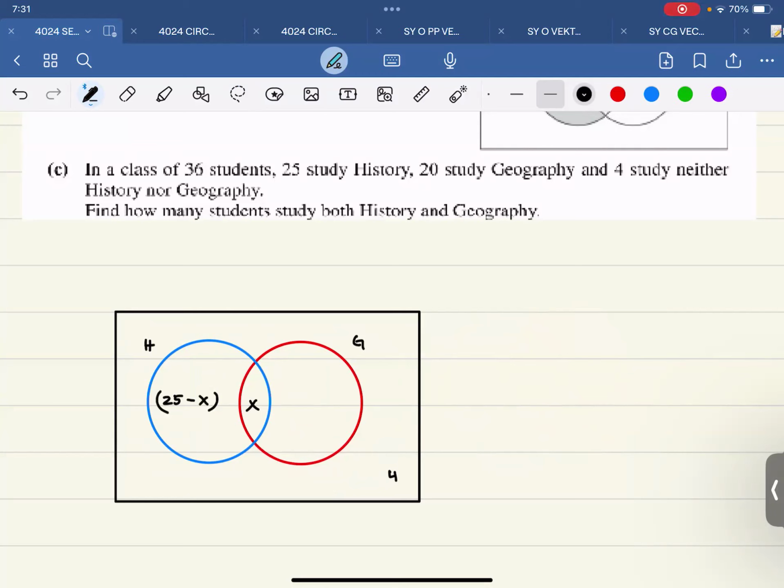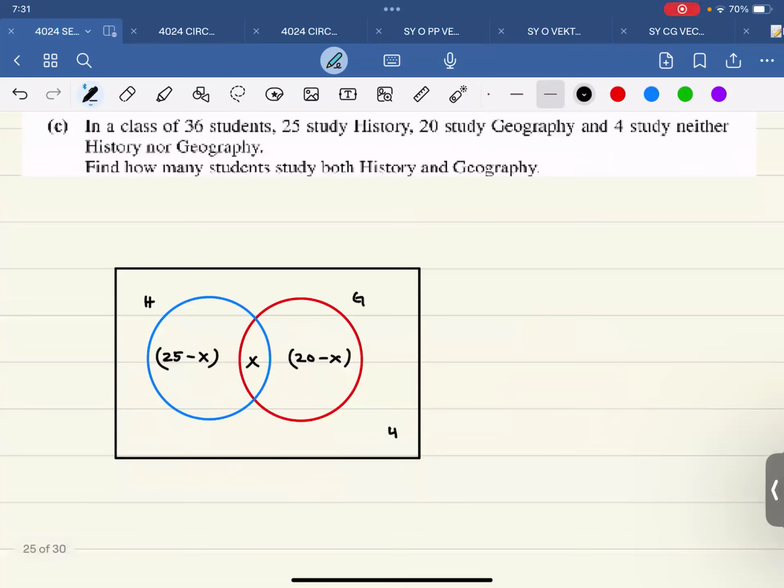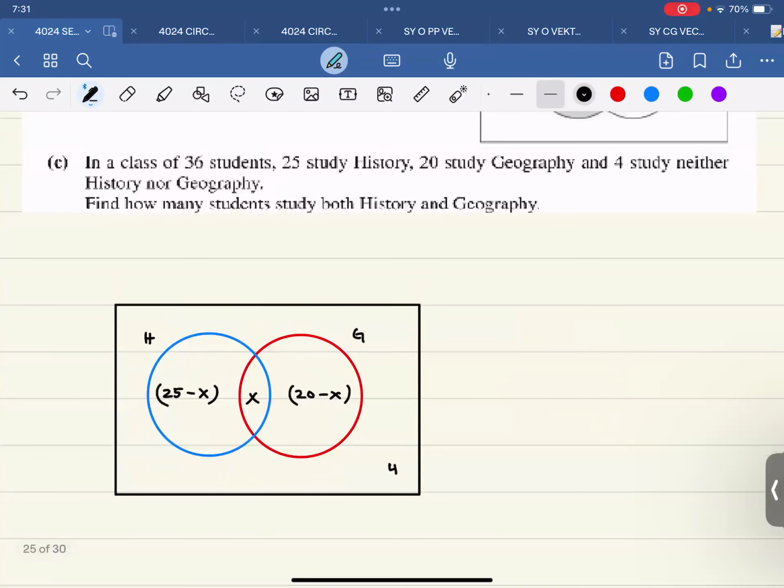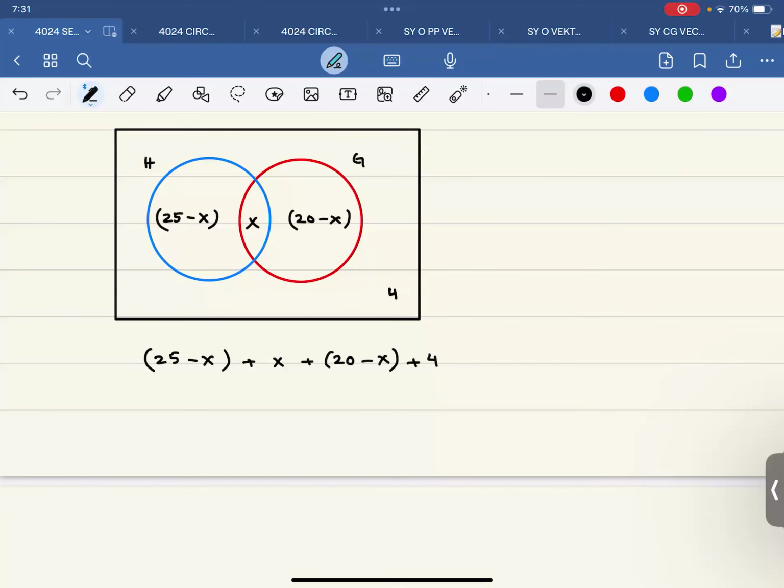This one, geography, is 20. So geography only is 20 minus X. Add it all up. It should add up to 36. So 25 minus X plus 20 minus X plus 4 equals 36. So 25 and 20 is 45. 45 plus 4 is 49. So 49 minus X is equal to 36.